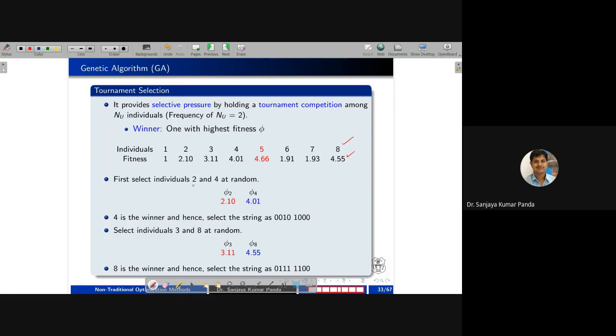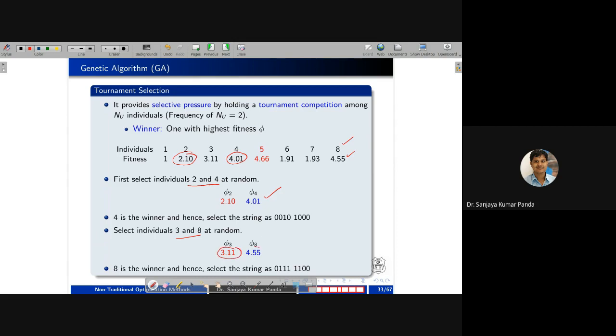Suppose there is a match between 2 and 4. So the fitness of 2 is 2.10. The fitness of 4 is 4.01. Let us assume that this is a maximization problem. If it is a maximization problem, 4.01 is the winner, 2.10 is the loser, right? Suppose there is a match between 3 and 8. 3's fitness value is 3.11.